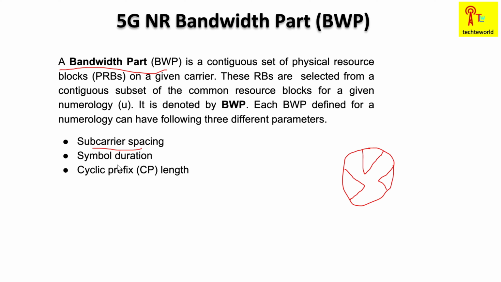If some user has a requirement of higher bandwidth, its subcarrier spacing might be different compared to a user whose use case requires a narrow bandwidth. Also the symbol duration will be different for each bandwidth part, and the cyclic prefix length will also vary. So these three characteristics are associated with a bandwidth part. Hope you got what a bandwidth part is, and what its use is in 5G NR.